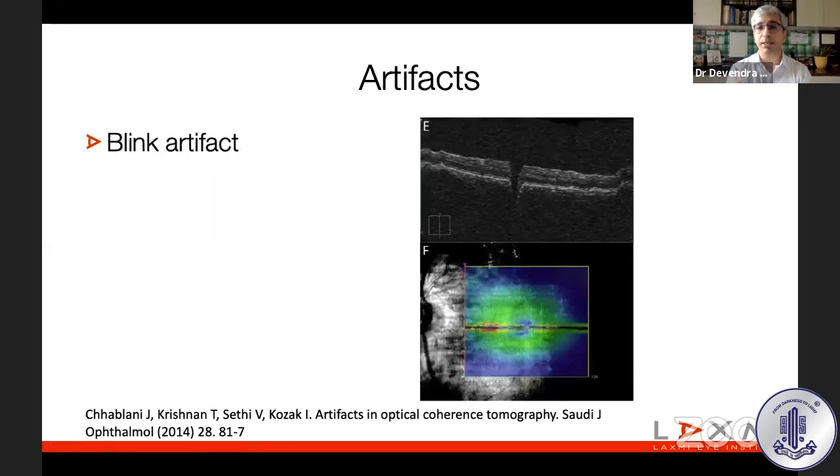When the patient blinks during the scan acquisition, you get dropouts of the scan. And here you can see this black band, which is because the patient blinked while the scan was being taken. With faster and faster image acquisition, these artifacts are going to become less and less. And in most cases, the machine does prompt you that the patient has blinked during the acquisition, and you are invited to repeat the scan rather than save this particular scan for analysis.